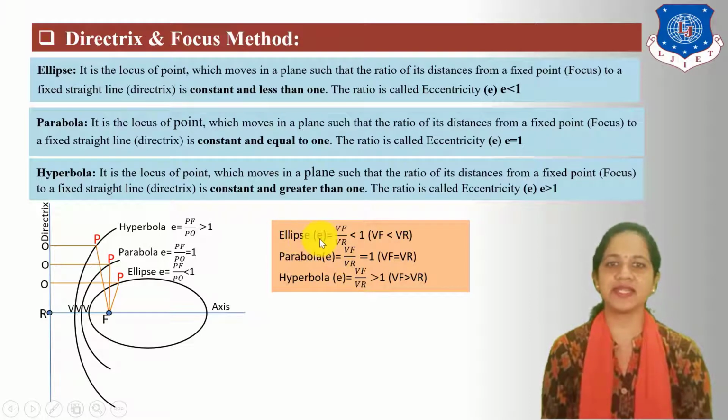In an ellipse, eccentricity E is equal to VF upon VR, which is less than 1, and VF is less than VR. In a parabola, VF upon VR is equal to 1, and the distance VF is equal to VR. In a hyperbola, E is equal to VF upon VR, which is greater than 1, and the distance VF is greater than VR.